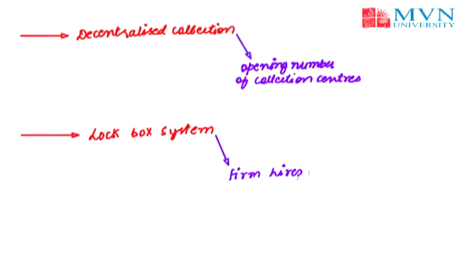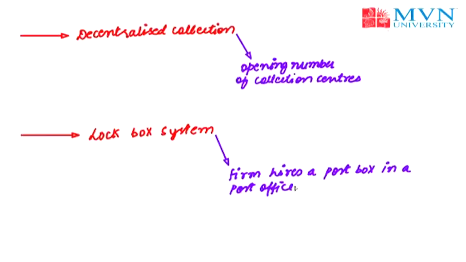In this, the firm hires a post box in a post office. Then the parties are asked to send the checks to that post box number. The local banks are authorized to operate the post box. This system of collecting checks accelerates the collection process and avoids delays due to the mailing process and processing time at the accounting department.